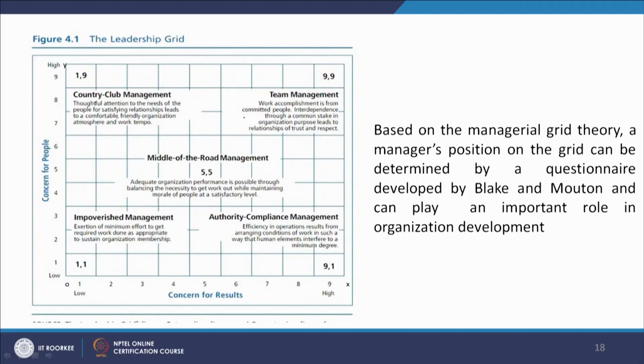Now, based on these 4 leadership styles, the 5th leadership style is in the middle of the road, where concern for people is also there and concern for production is also there, and it is balanced in an appropriate manner. So, at 5.5, the concern for people and concern for production is balanced, and adequate organizational performance is possible through balancing the necessity to get work out while maintaining morale of people at a satisfactory level. That means reward, reinforcement, encouragement and motivation are also there, and at the same time relationship management with the followers is also there. So, it is highly balanced, which is considered appropriate in some situations.